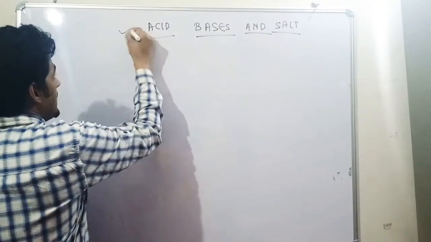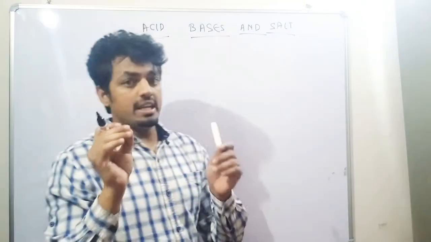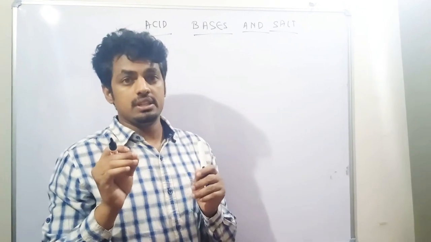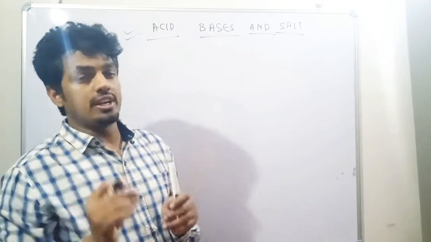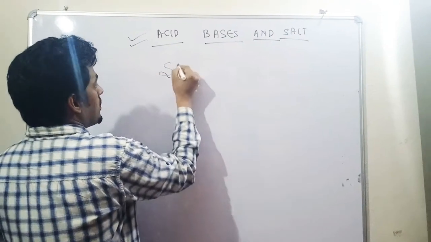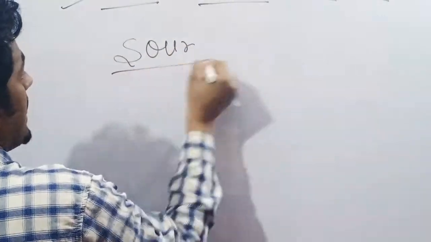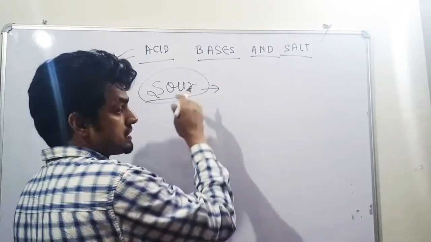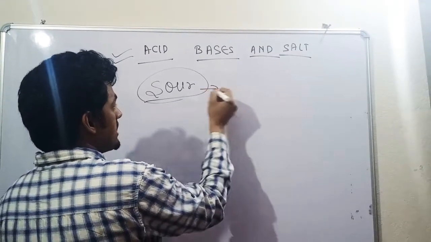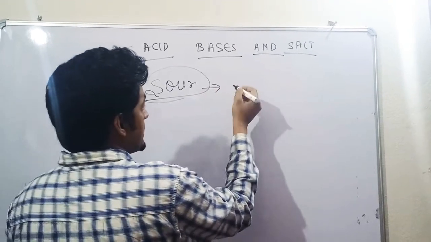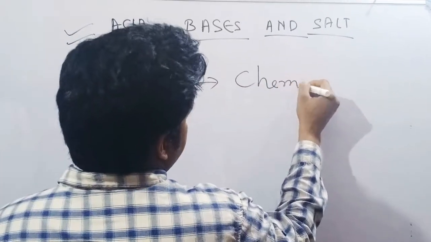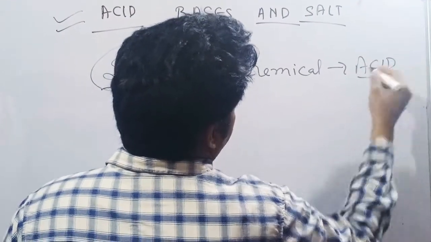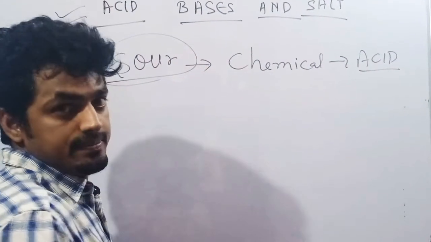As we all know, if we eat lemon or orange juice, they have a sour taste. What does sour mean? Sour का मतलब होता है खट्टा. They have a sour taste. Why do they have a sour taste? Because there is a chemical whose name is acid found inside it.